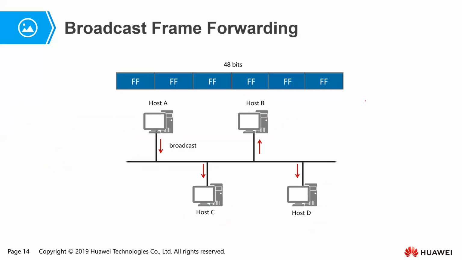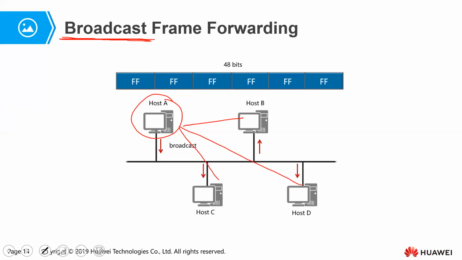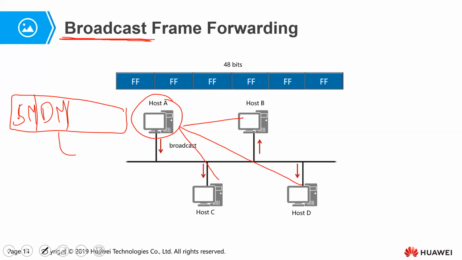Okay, the second type of frame forwarding is broadcast frame forwarding. Let's say host A wants to send something to all. Here we have the source MAC and the destination MAC. If we make the destination MAC address that of host B, then only host B will receive. So how are we going to send to C and D?